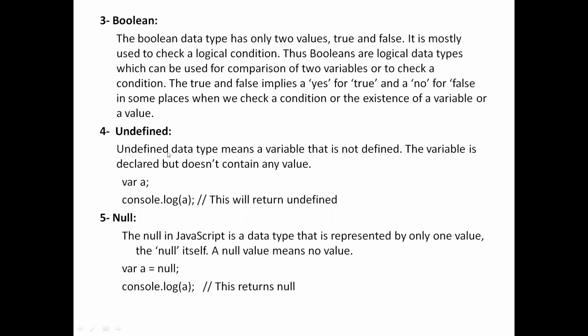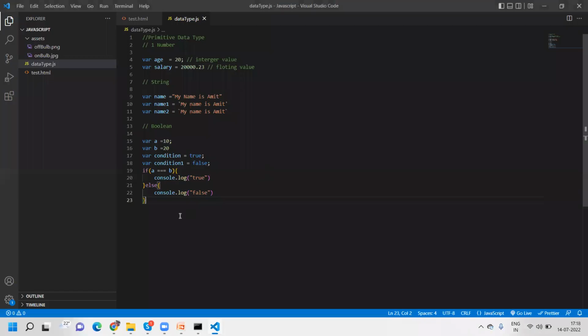The next primitive data type is undefined. Undefined data type means a variable that is not defined. If you declare any variable and do not assign any value, it will return undefined. The variable is declared but doesn't contain any value, so it will return undefined. We will see with an example.